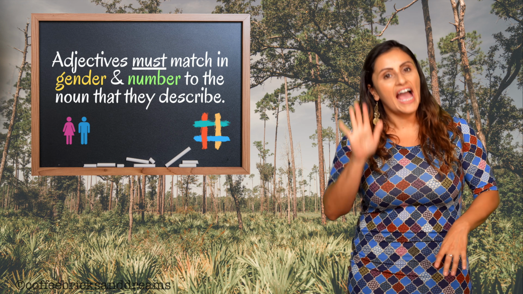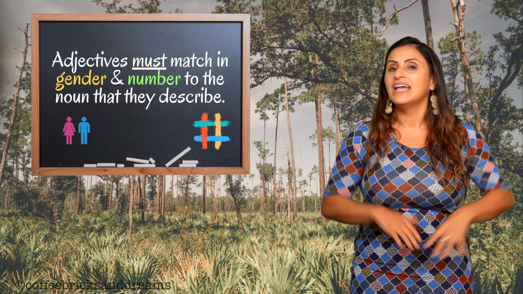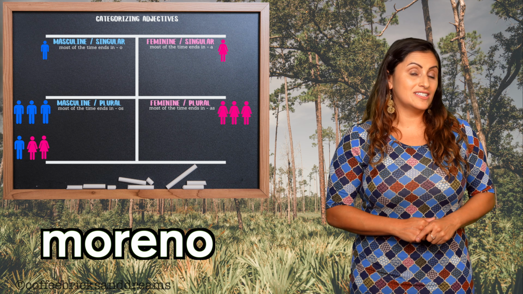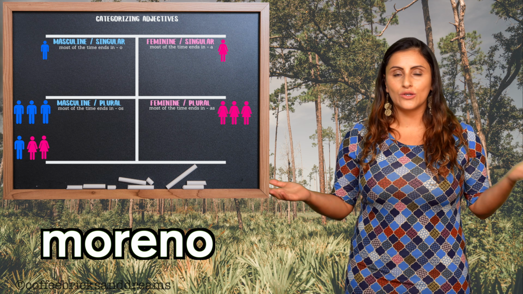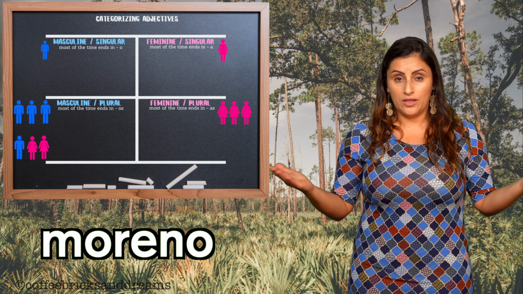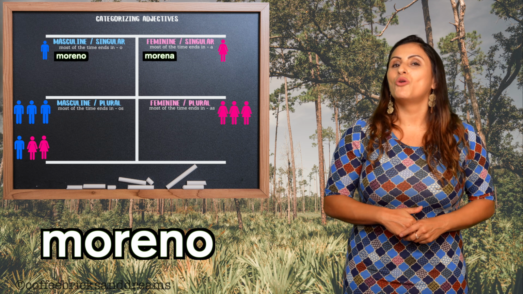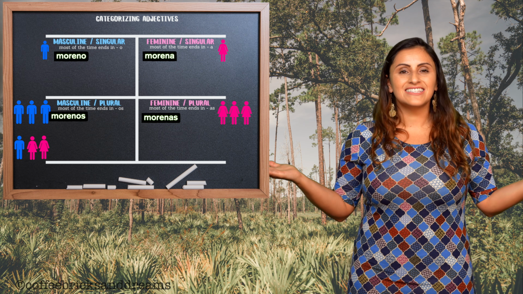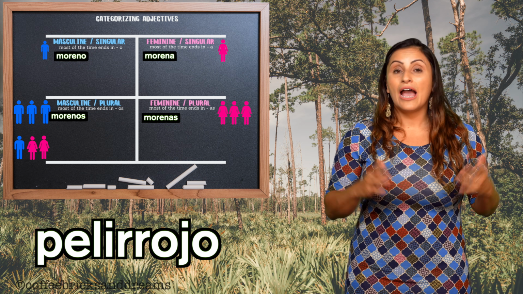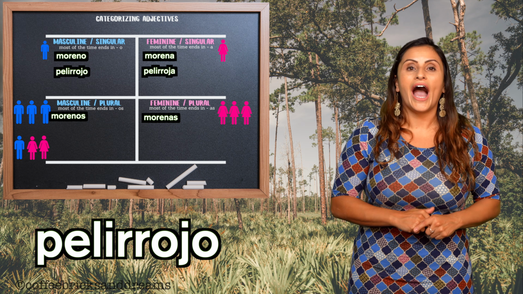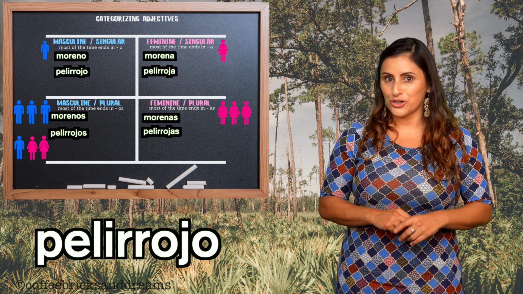So now that you know how the adjectives work and we have to make sure that they match in gender and number, let's look at a few more adjectives that I think you may find useful. We have the adjective moreno, which is generally used for somebody that's brunette or somebody that has a little bit more of a dark skin tone. So we would say moreno, morena, morenos, morenas. Since we're talking about hair, let's talk about somebody who has red hair. Pelirrojo, pelirroja, pelirrojos, and pelirrojas.